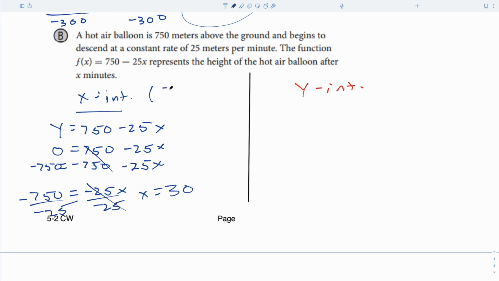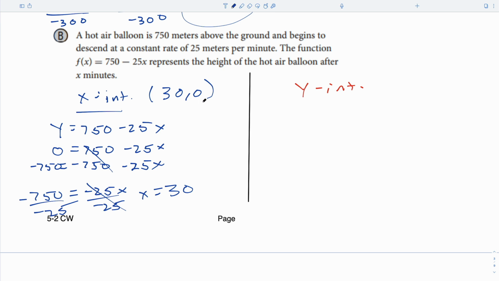Your point's going to be 30, 0. What does that actually mean in this problem? What does that mean? Turn and talk, odds, you're starting, go. The function, if x is 30. 3, 2, 1. What do you think this means?